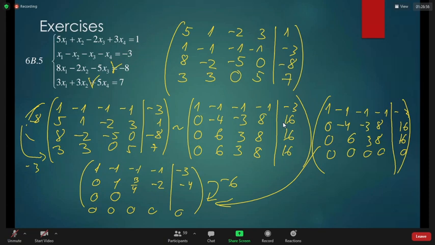Now I have 3/4 times minus 6 is minus 18 over 4, which is minus 9/2. That's minus 4.5. Added to 3 is minus 1.5. Minus 2 times minus 6 is 12. Added to 8 is 20. Minus 4 times minus 6 is 24. Added to 16 is 40.